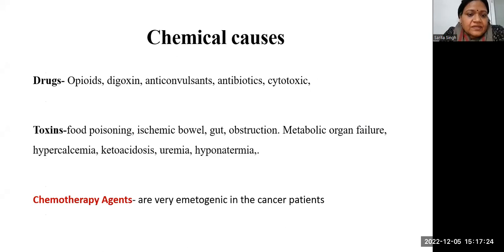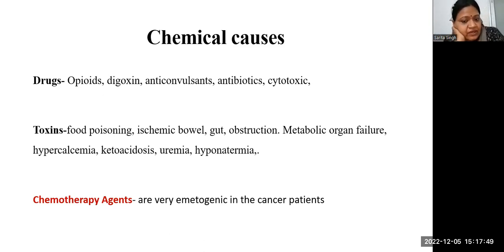The chemical causes, the most chemical causes in the patients of the cancer are the opioid, drug-induced, digoxin, anticonvulsant, antibiotics, cytotoxic. But when we are talking about the cancer patients, they are mostly drug induced, like chemotherapy drugs. These patients are getting chemotherapy, so chemotherapy induced vomiting is very common.